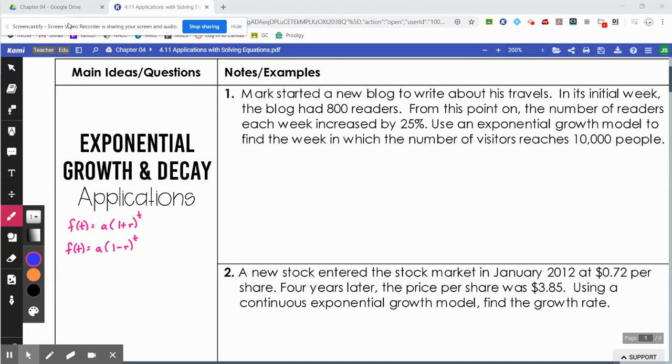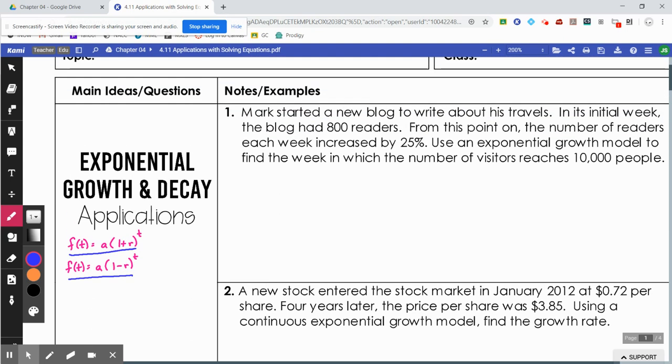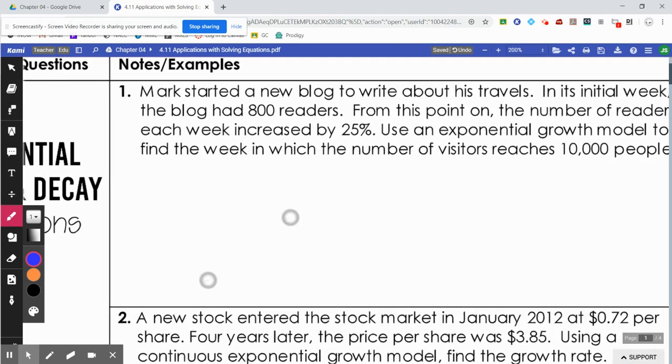In this video, we're going to go back and revisit our exponential growth and decay applications. However, now we're going to be able to solve them backwards for different variables because of knowing how to solve exponential equations and logarithmic equations. I have reminded you here of the formulas for exponential growth and exponential decay, just in case you need those. Number one, let's go ahead and start the problems.